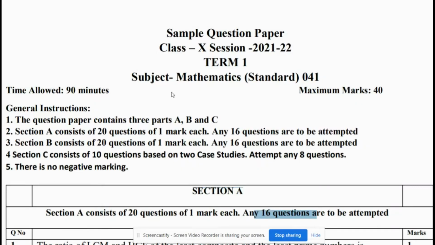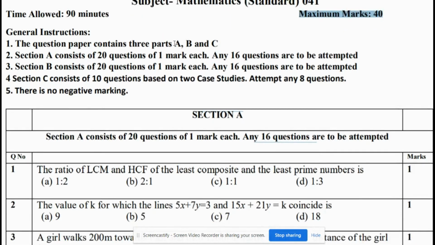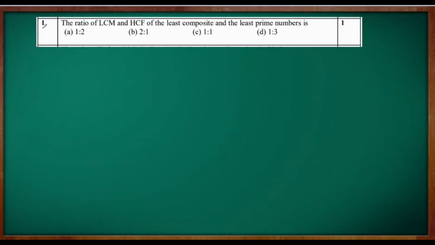Hello friends, in this video we are going to discuss the mathematics Term 1 sample question paper released by the CBSE board. Time is 90 minutes and maximum marks are 40. We have three sections. We will discuss Section A first. Section A consists of 20 questions. We have to attempt 16 questions. Each question carries 1 mark. We'll discuss the first question now.